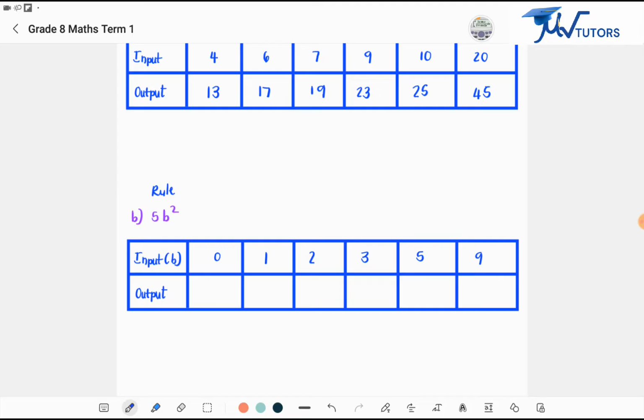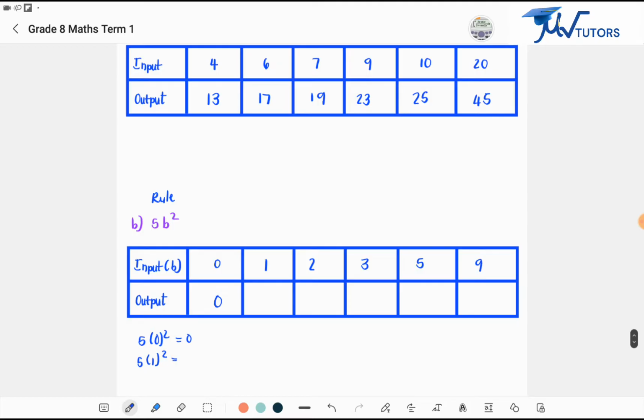All right, so in the place of b, we're going to put 0. Okay, so if you have 5 times 0 squared, that's basically going to be 0. If you have 1, 1 squared is 1, multiplied by 5, you get 5. And then if you have 2, we know that 2 squared is actually 4, so it's like 5 times 4, and then we have 20.